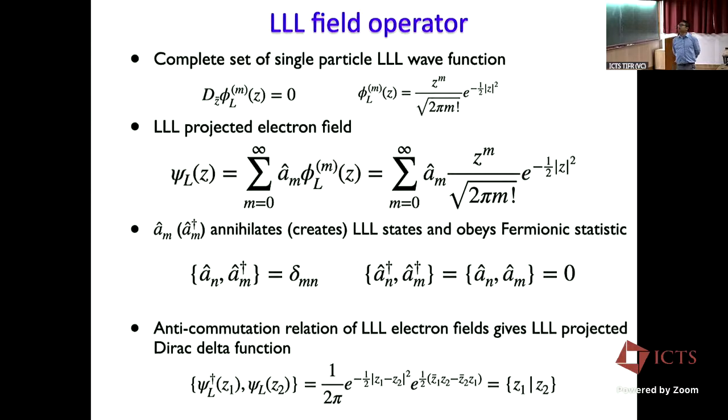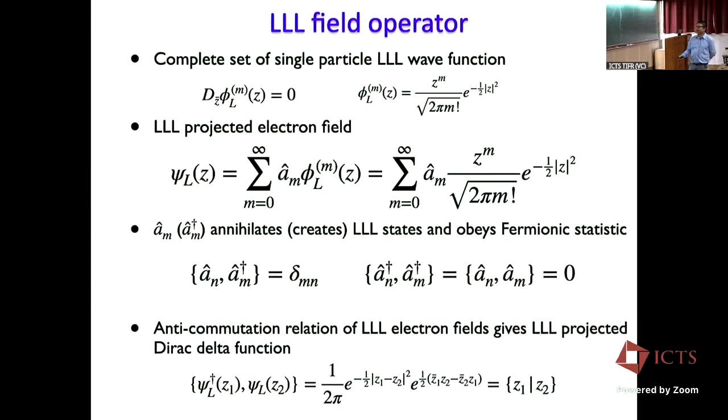So now let me consider the lowest Landau level field operator. This wave function satisfies the lowest Landau level constraint, like introduced yesterday. We have the following form in the symmetric gauge. So we can write down the projected lowest Landau level field theory operator in this form. The wave function, and A is the annihilation operator with fermionic statistics like that. So with the anti-commutation relation of the lowest Landau level electron field, you can have the lowest Landau level Dirac delta function.